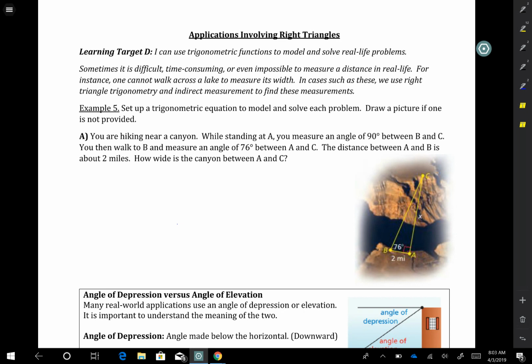Okay, letter A. You are hiking near a canyon. While standing at A, you measure an angle of 90 degrees between B and C. You then walk to B and measure an angle of 76 degrees between A and C. The distance between A and B is about 2 miles. How wide is the canyon between A and C?